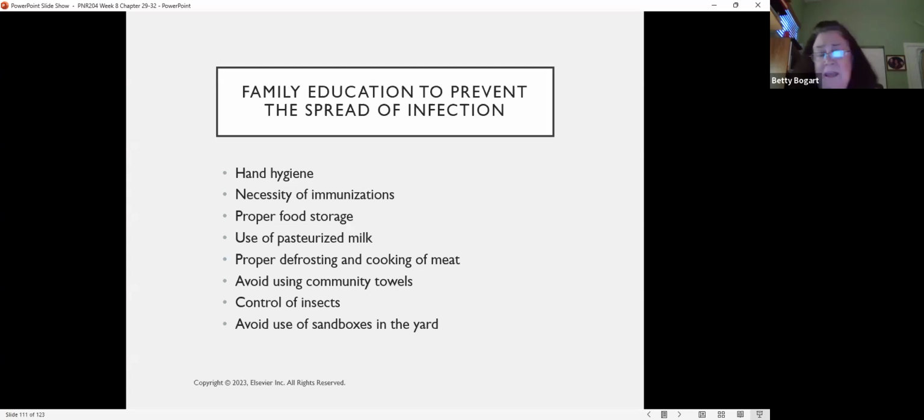Food storage, big thing. Some parents live hours away. I know at the hospital I worked, we had some parents who lived hours away because we were the specialty in whatever they were coming for. And they would bring food with them for the children, making sure they had ice on it, right? Because they can get sick due to the food spoiling. Using pasteurized milk, I hope we all do. How to cook food, community towels. I bring my towels everywhere because you don't know how they were washed.